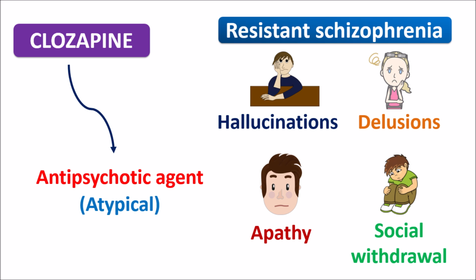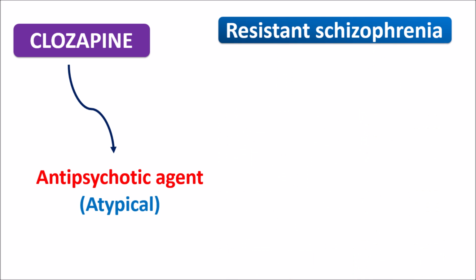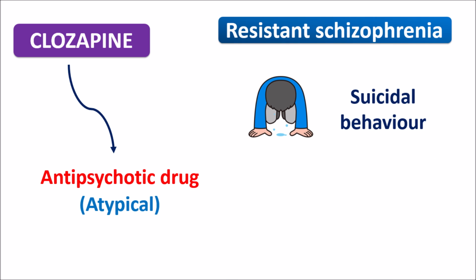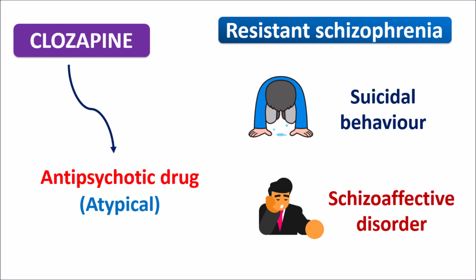can be used to treat refractory schizophrenia, where other antipsychotics are not able to control these symptoms, but still clozapine can control. In such conditions, this drug can be given. Similarly, this drug can also be used to control suicidal behavior, particularly observed in patients with psychosis. So suicidal thoughts can be controlled by clozapine, and this drug can also be used in conditions like schizoaffective disorder, where the psychotic symptoms can coexist with depressive symptoms.